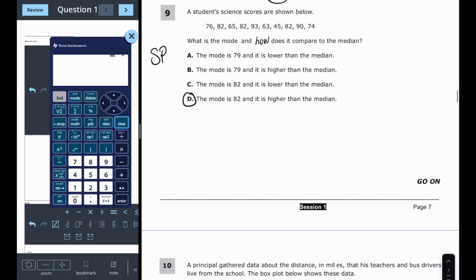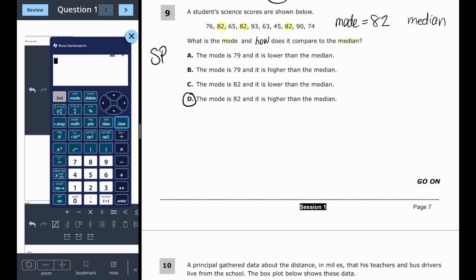So for number 9, we want to know, here's some scores. What is the mode? So we're looking for the mode. And how does it compare to the median? So when you look at the numbers itself, you're looking for the mode that is most frequent. And in this case, 82 comes up the most times. So my mode, here we go, is equal to 82. Now we need to find the median.